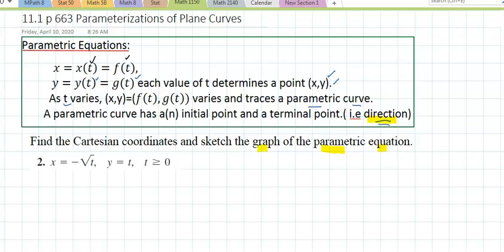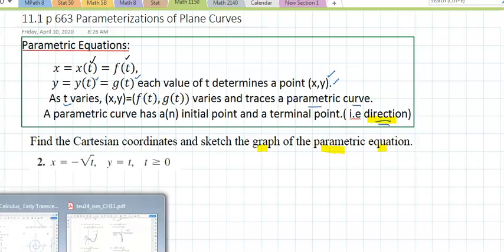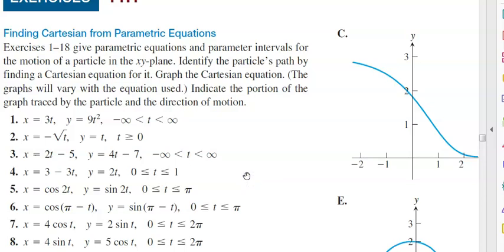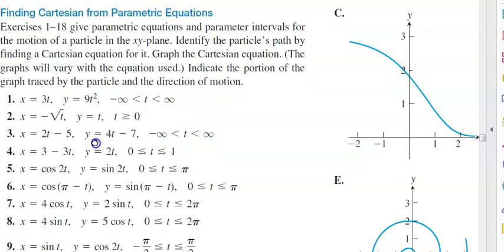Now, I'm ignoring all the directions in the book. I'll show you the directions in the book and what it says, and we'll go from there. Really, it reads: 1 through 18 gives parametric equations and parameter interval for the motion of a particle in the xy plane. Identify the path by finding Cartesian, which is rectangular coordinates. Graph the Cartesian coordinate. The graph will vary, blah blah blah. Indicate the portion of the graph traced by. All of that we're not going to actually worry about.